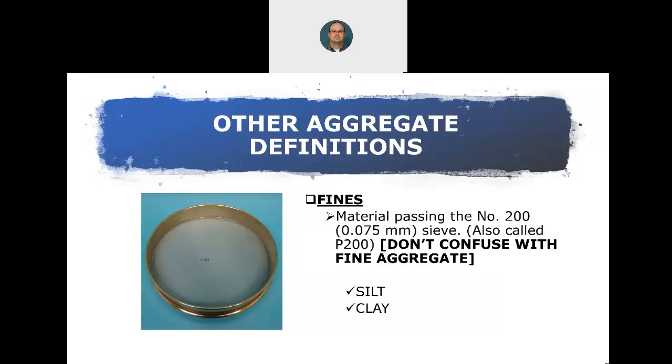So we have three different kinds: coarse aggregate, fine aggregate, and fines. Just understand what's happening with those.